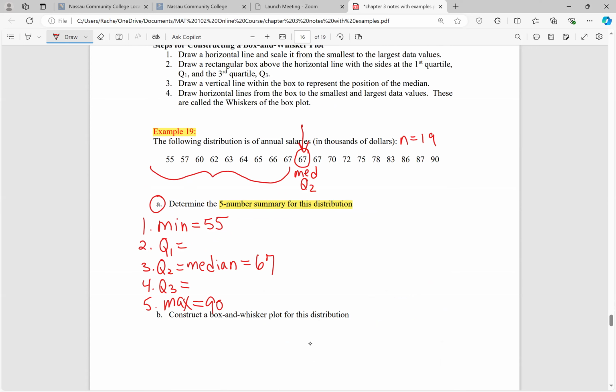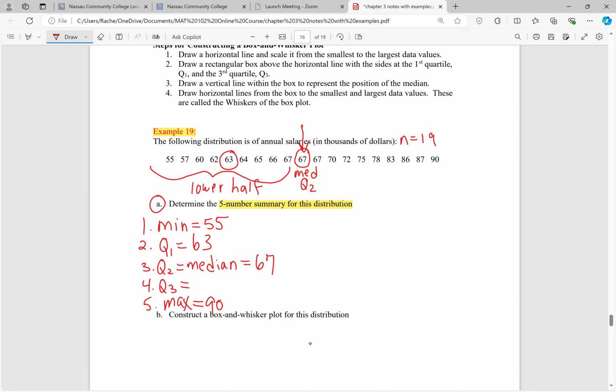This is the first half of our data. If we were to chop that in half, now I'm going to have my first quarter, right? So in order to get Q1, take the median of the lower half of your data set, the data that's to the left of the median. So if I look at my lower half, find the middle. That's going to be Q1, and that's going to be 63. So Q1 is going to be 63,000. That's your 25th percentile.